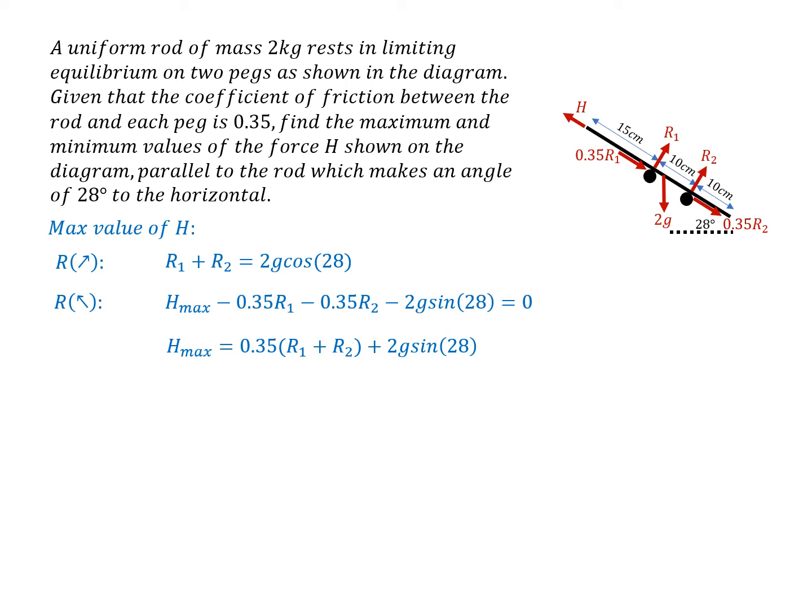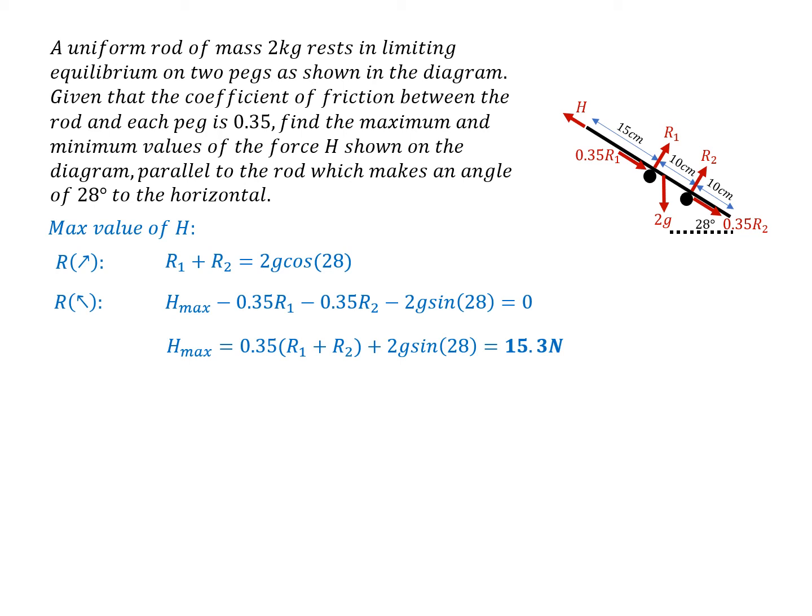So rearranging that equation, I get an expression for H max, and I've factorized the 0.35 out. So I've got R1 plus R2 here, which is very fortunate because I've got an expression here for R1 plus R2. So from that I can work out that H max is 15.3 newtons.